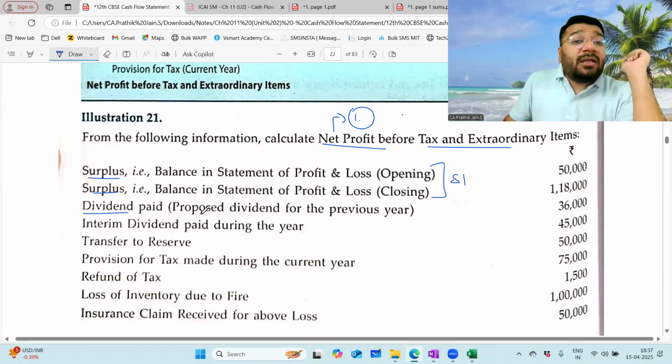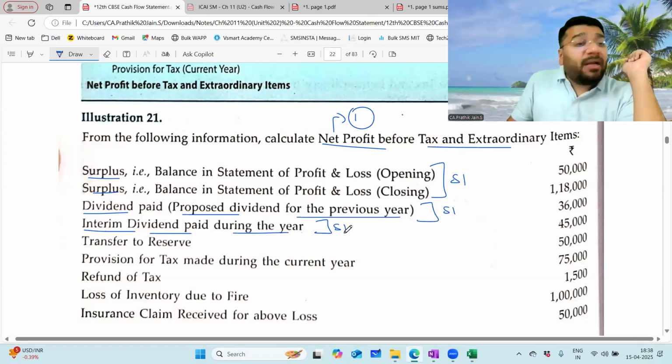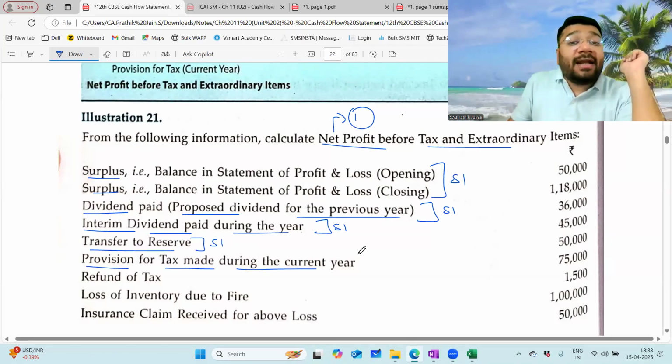Dividend paid, which is nothing but the proposed dividend of previous year. This will affect my segment 1. Interim dividend paid during the year. Segment 1. Transfer to reserve. Segment 1. Provision for tax during the current year. Segment 2.